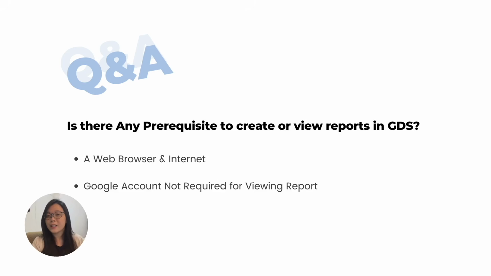So everything is in the cloud. That means you will need to have internet to browse your report online. However, you don't need a Google account to view a report. So if your client is not using a Gmail, there's no problem with that. You can just share the link with them and they will be able to view it.